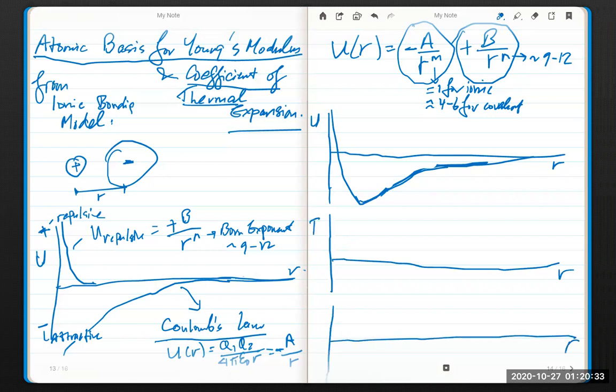And this one, let's call it F, force, and this one is Young's modulus. And this is where the energy is minimum. Let's call that R the equilibrium R, or R naught. Okay, R naught here. I'll present to you that F and U are related as follows.